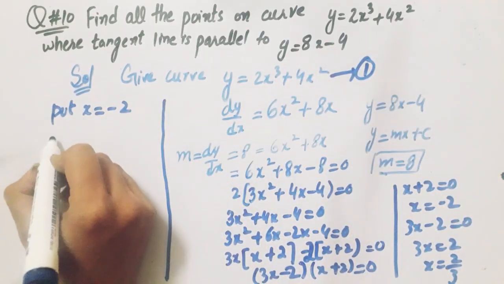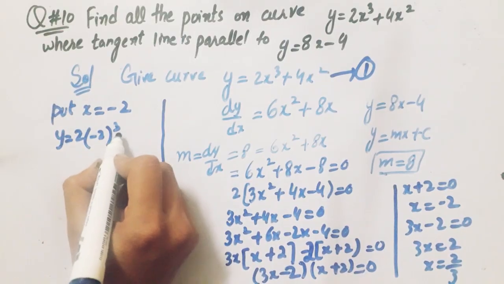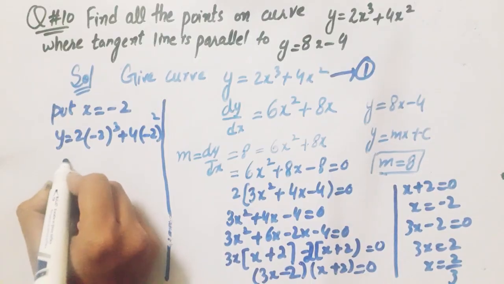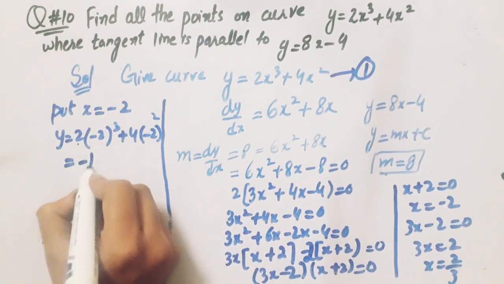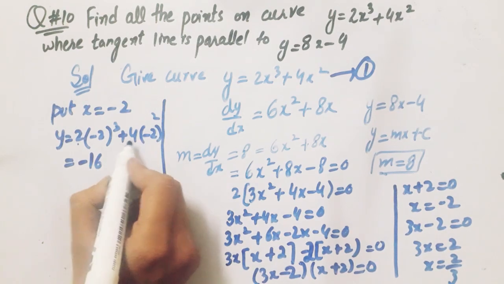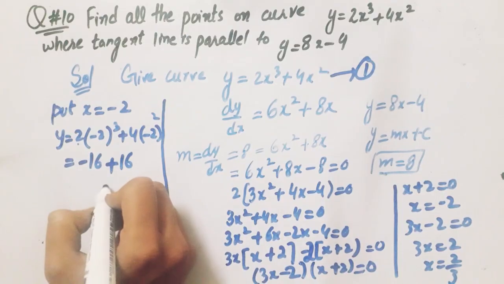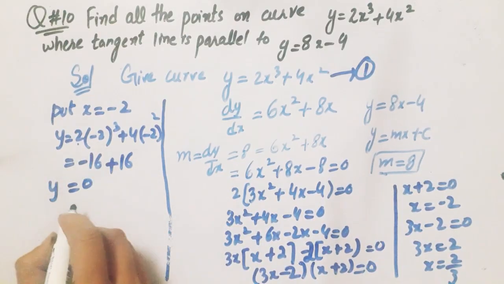You get y is equal to 2 into (-2) cube plus 4 into (-2) square. So (-2) cube is -8. -8 into 2 is -16. (-2) square is 4, and 4 into 4 is plus 16. So your answer is 0 when you put x is equal to -2.